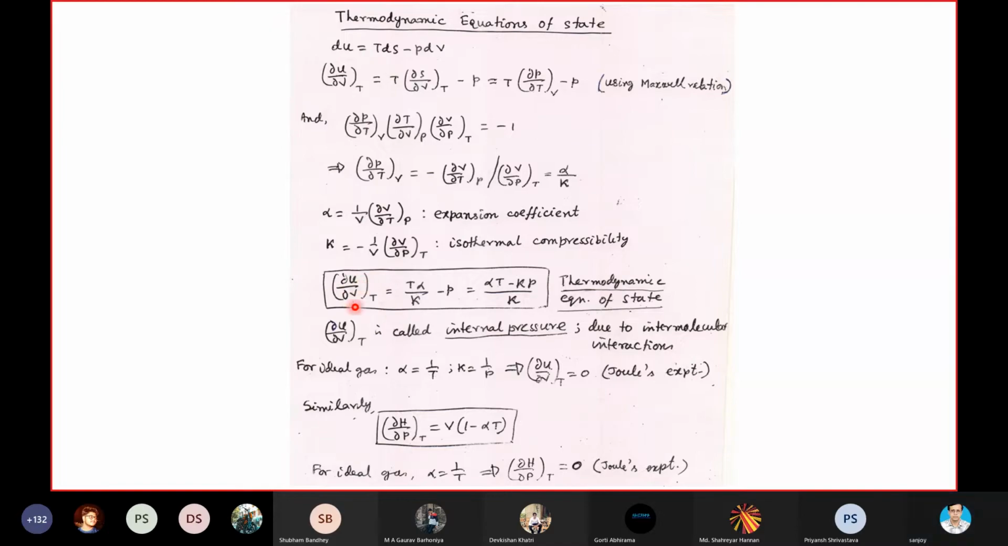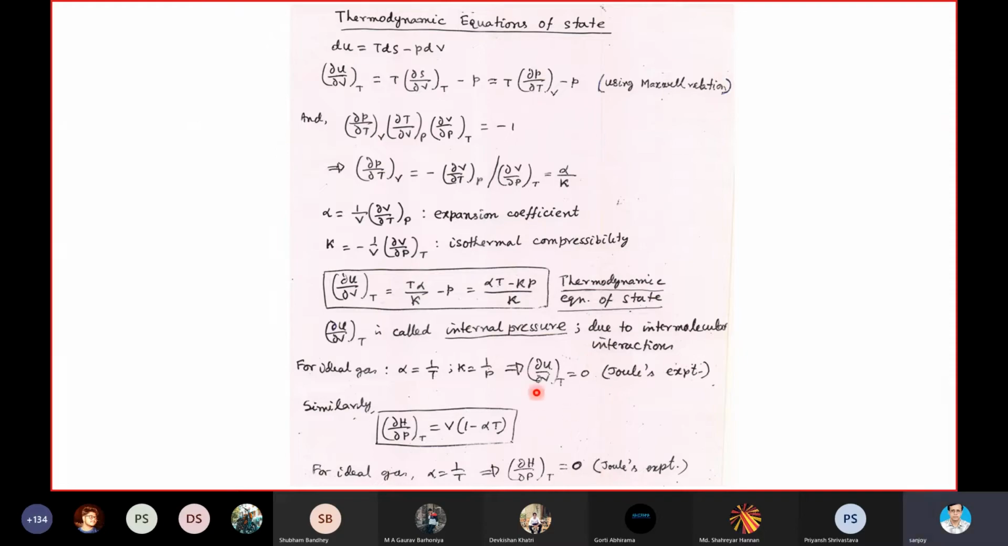Now, very easily you can find out, if you take an ideal gas and find this alpha expression from PV equal to RT, the ideal gas expression, you will see alpha will be 1 by T, and similarly kappa, the compressibility, will become 1 by P. Now, if you put these two into the expression here, you will see del U del V at constant temperature equal to 0, which is nothing but the result that Joule got from his experiment. So this leads to Joule's experiment result for an ideal gas.